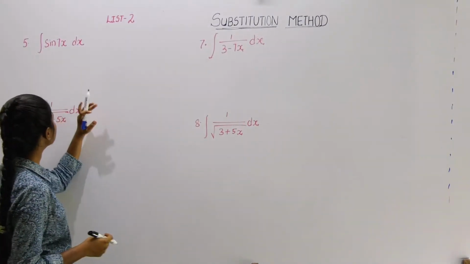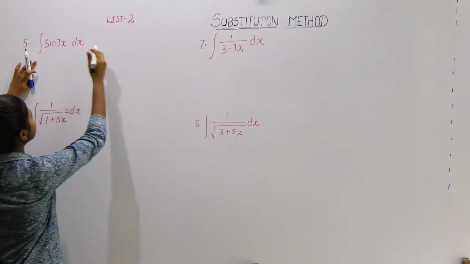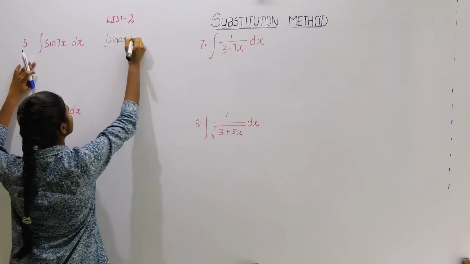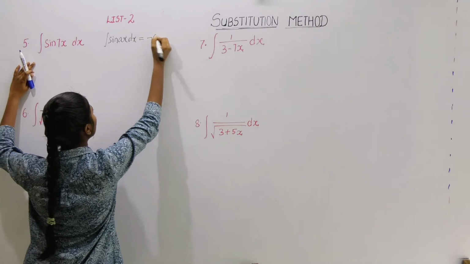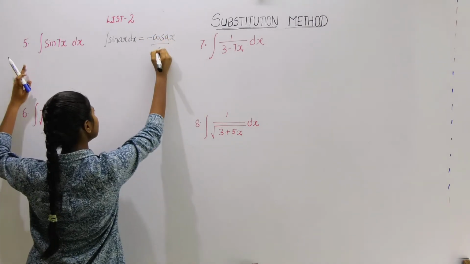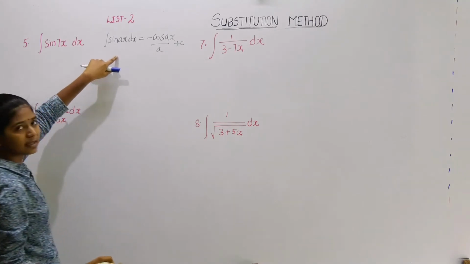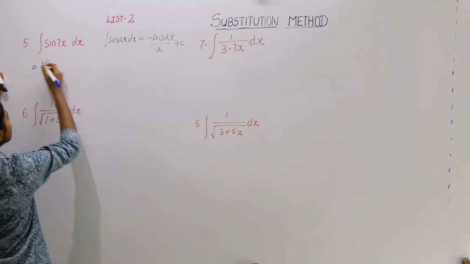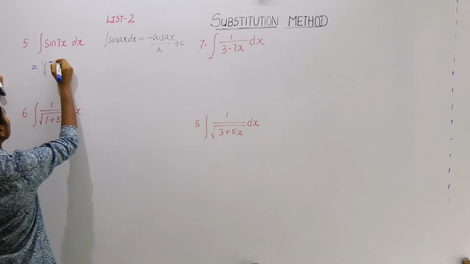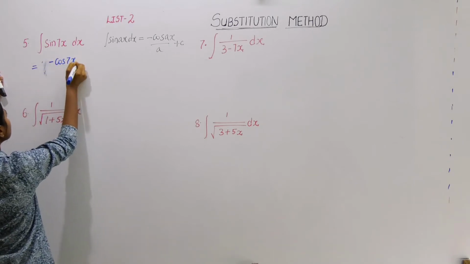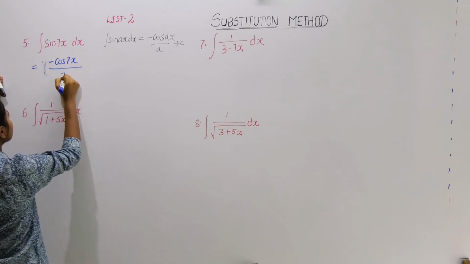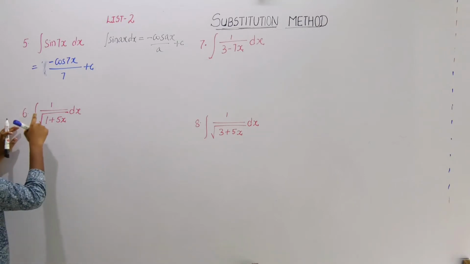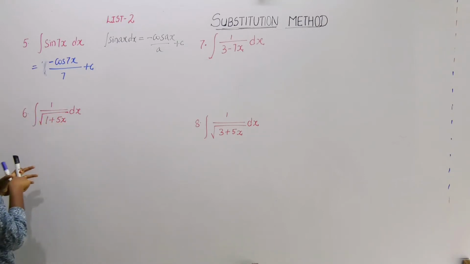Next question, fifth one. Integral sine 7x dx. This is in the form of integral sine ax dx. It is equal to minus cos ax by a plus c. When we substitute the formula here, we get integral sine 7x equals minus cos 7x by, what is the coefficient of x? 7 plus c.